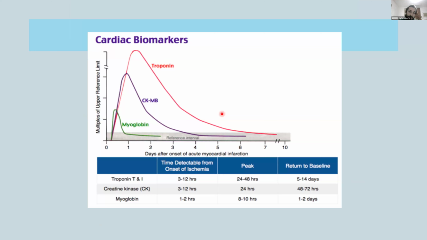This is what I was saying. Myoglobin immediately starts. CKMB starts and falls quickly within 2 days. Troponin stays high for 10 days to 2 weeks sometimes. Just memorize the feature of each one of these. There might be questions in the exam.